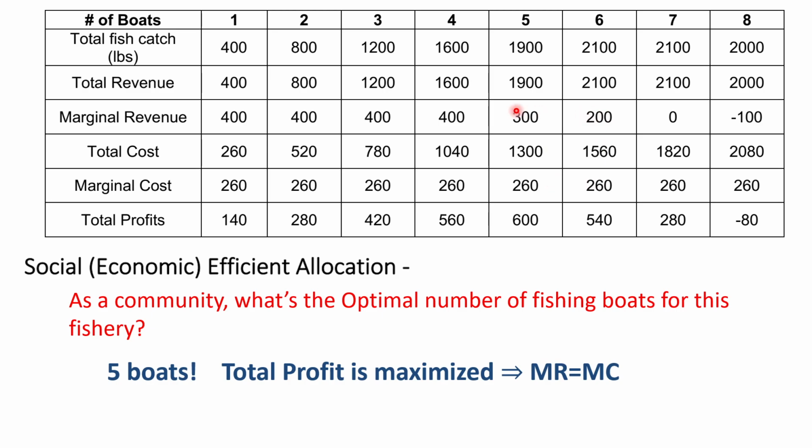What do I mean by that? So here 400 is greater than 260, 300 is greater than 260, and then now 200 is less than 260. So somewhere in the middle here is where you would find marginal revenue equals marginal cost. Now, of course, we're talking about the number of boats. You can't have 5.5 boats. So let's be a little flexible here. We're going to say 5 boats is the optimal number of boats.